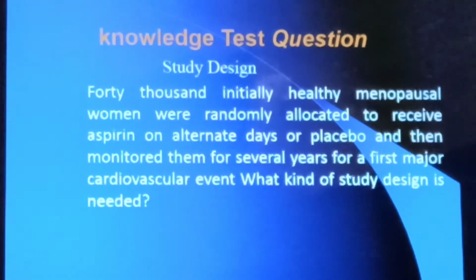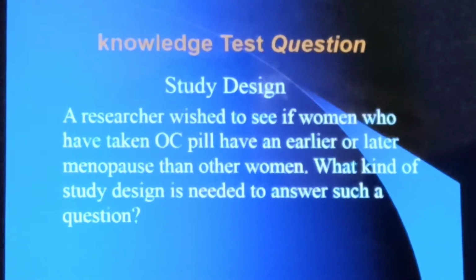Then we have the next knowledge testing question. A researcher wished to see if women who have taken the OC pill have an earlier or later menopause than other women. Here there are two aspects, the OC pill and menopause. For this objective, what kind of design is needed? I think it is becoming clear now: our study design depends on the objective we want to achieve. A single design is not applicable for all research questions. That has to be kept in mind.